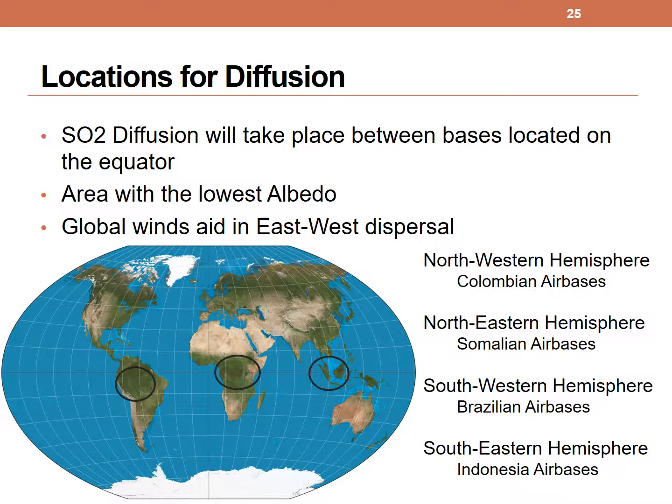The locations for the bases will take place between countries along the equator. This again is the area with the lowest albedo, and the global winds will aid in the east-west dispersal. So the air bases could potentially be in Colombia, Somalia, Brazil, or Indonesia, anywhere that is along the equator to help disperse the particles all around the globe.